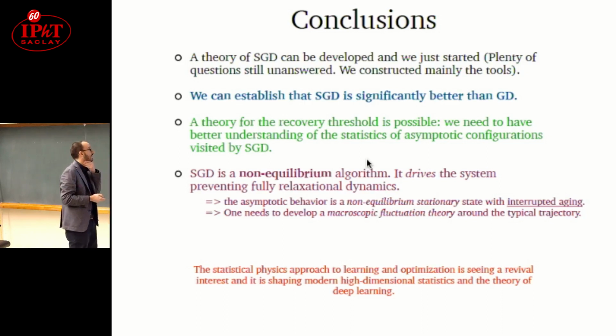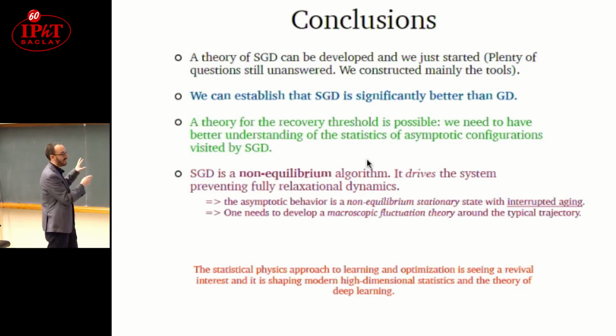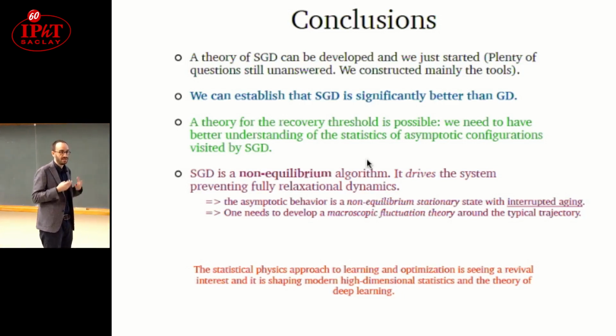And okay, I think that I can conclude just by saying that statistical physics has been very influential, and now it's really shaping modern high-dimensional statistics and the theory of deep learning. I just presented something on algorithms, but the same kind of ideas that were really pushed forward by Gardner and Derrida are very modern, and they are very actively studied.